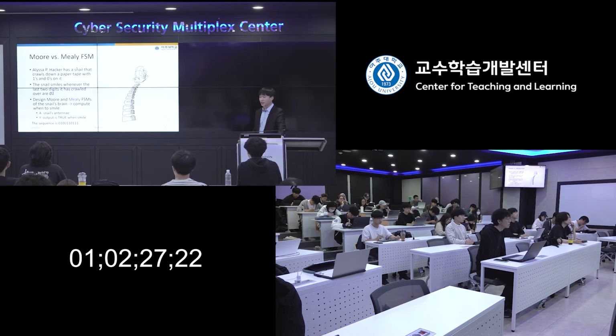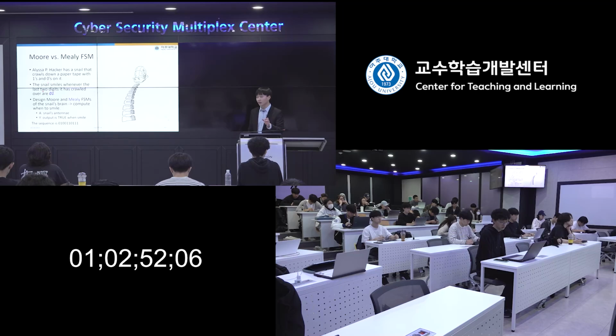For example, we have this kind of silly example. This guy has a snail, and this snail crawls down a paper tape with 1 or 0, 1, 0, 0, 1. And the snail smiles whenever the last 2 digits are 0, 1. It's like a detector, checking whether the last 2 digits are 0, 1. If it detects, it smiles. This is very simple, right?